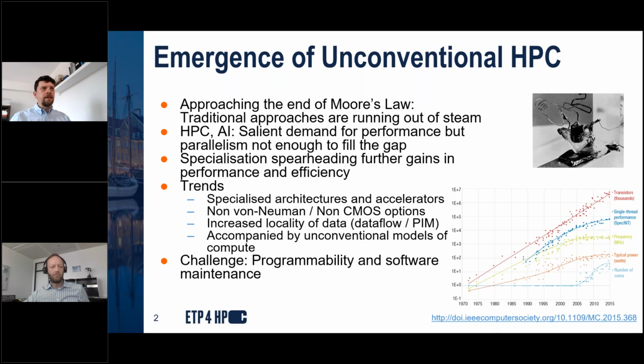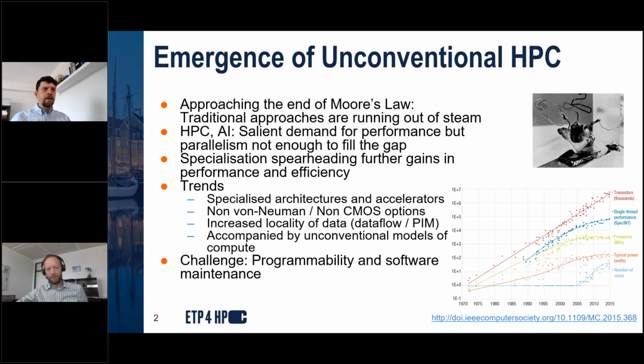At the same time, we still have this increasing demand for more performance in both HPC and AI. So simply, more parallelism is not enough to fill the gap here. So what happens is that we see specialization is spearheading further gains in both performance and efficiency. There's a couple of noteworthy trends that we want to cover in this presentation. First of all, we see emerging specialized architectures and accelerators that are being used as novel components in HPC.